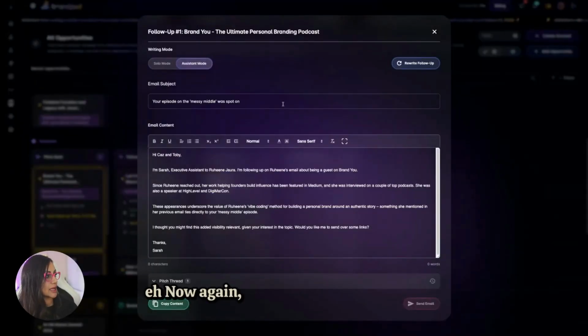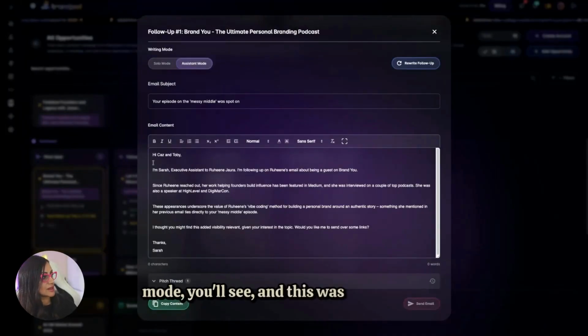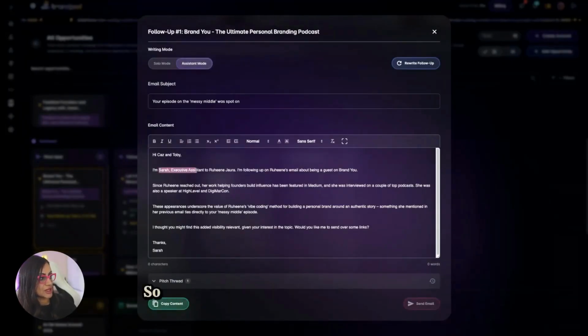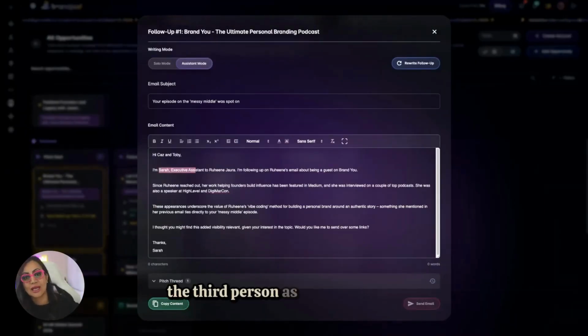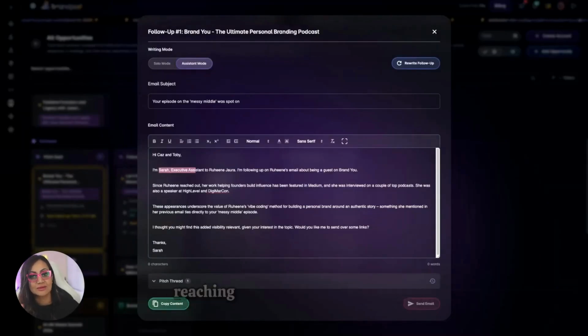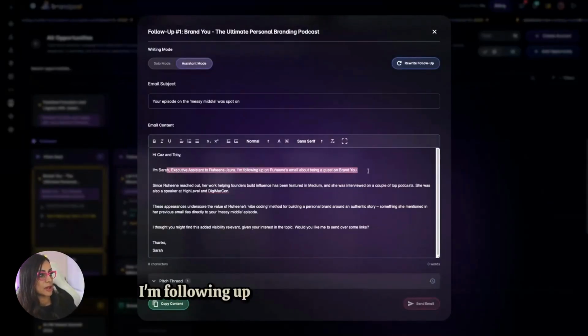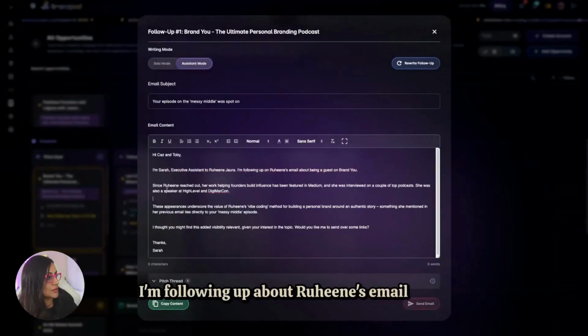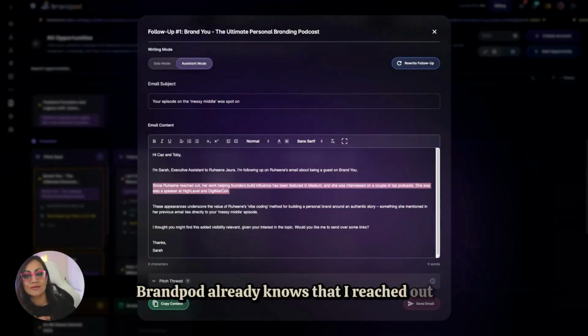Okay. Now, again, this was written in assistant mode, you'll see, and this was written by my assistant, Sarah. So now Brandpod has written this for me in the third person as if my VA, Sarah, is reaching out to them on my behalf. This is who I am. I'm following up about Ruheene's email since she reached out, because again, Brandpod already knows that I reached out in the first person.